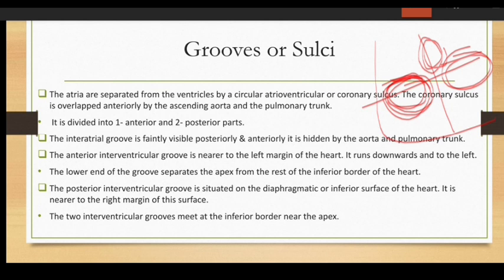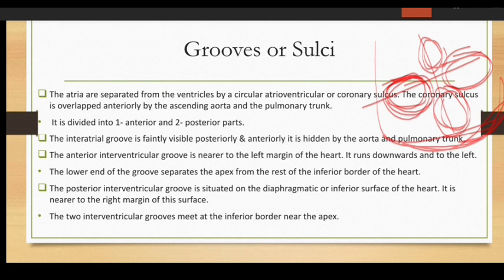The anterior interventricular groove is near the left margin of the heart and runs downward to the left, right? This groove separates the apex and the rest of the inferior border of the heart. The posterior interventricular groove is situated on the diaphragmatic inferior surface of the heart, near the right margin. The two interventricular grooves meet the inferior border near the apex, right?